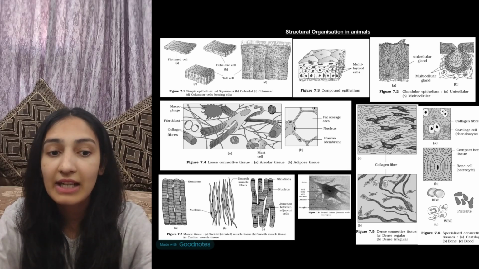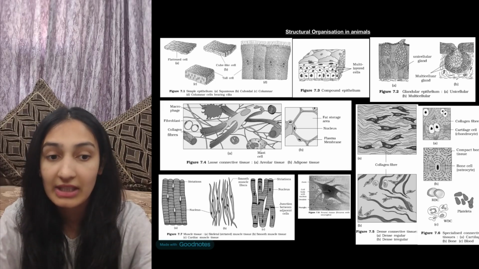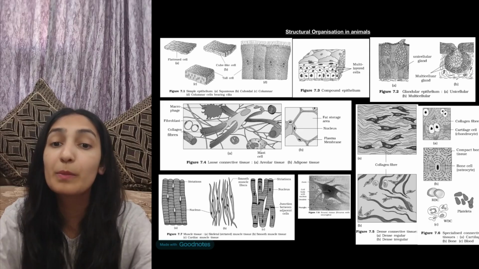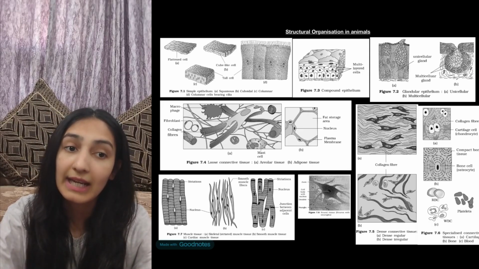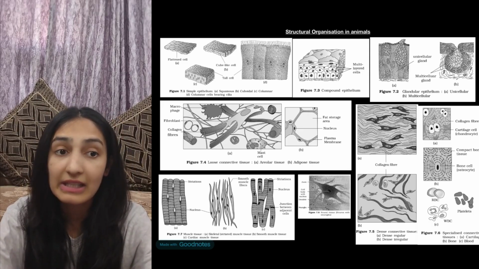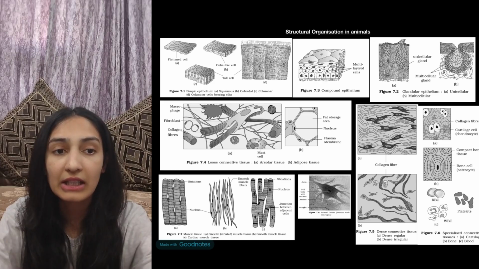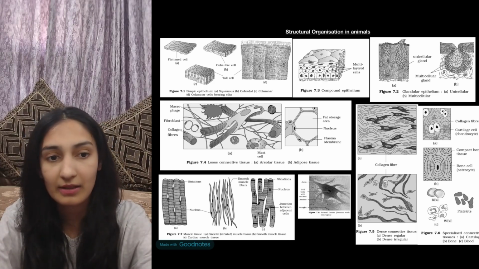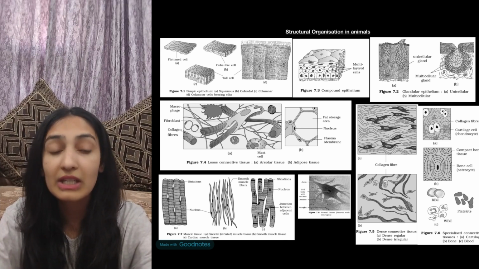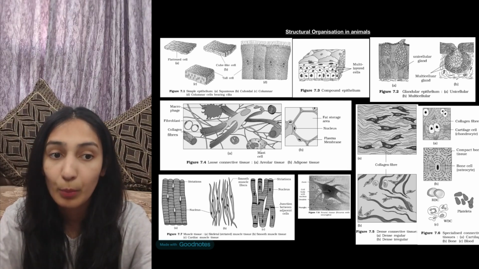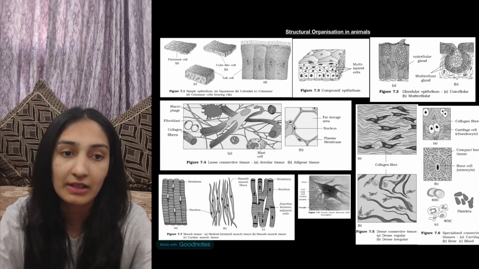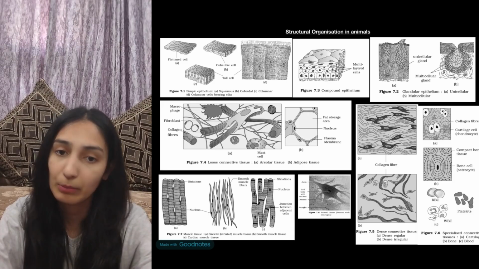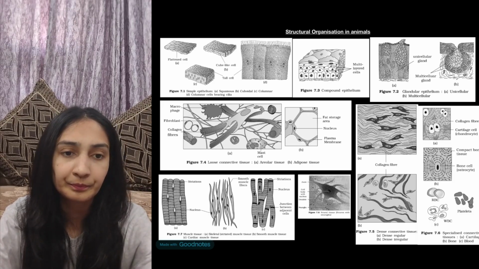A represents the dense regular and B represents the dense irregular. Next, figure 7.6 depicts the specialized connective tissues, that are A is cartilage, B is bone and C is blood. So in cartilage you can see we have collagen fibers and cartilage cells that are known as chondrocytes. In B, that is bone, you can see there are compact bone tissues and bone cells that are known as osteocytes. And in C, that is blood, you can see RBC, WBC and platelets.